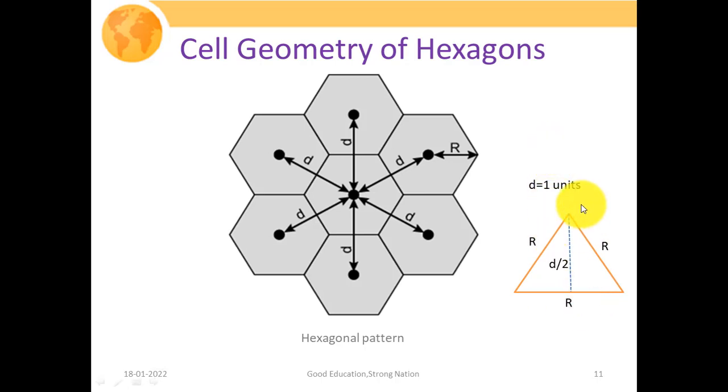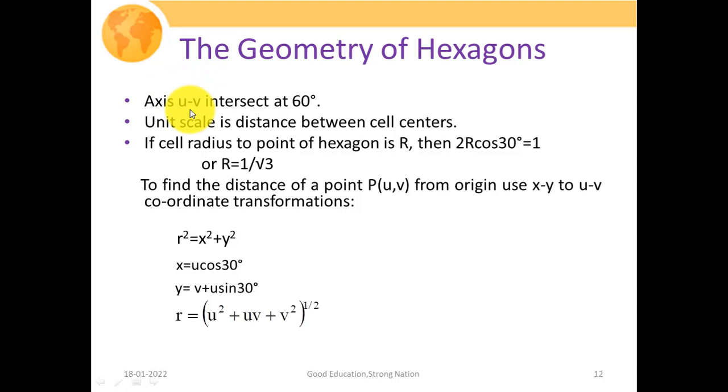So conversely we can say that d will be equal to r root 3. Now I have summarized whatever we have discussed through our previous slides. The axes u and v intersect at 60 degrees, as we had discussed. Then, the unit scale distance between cell centers: we have assumed that the small value d will be equal to unity.